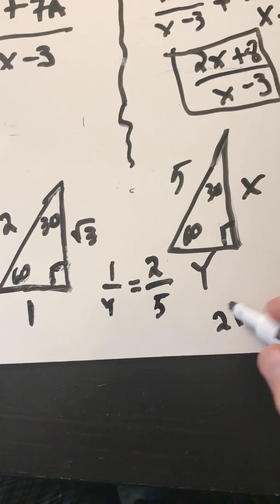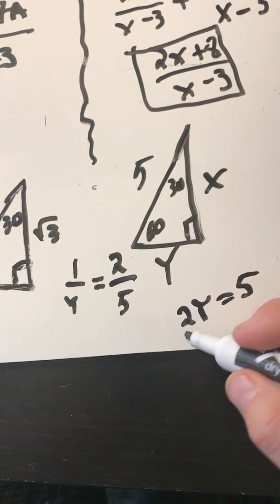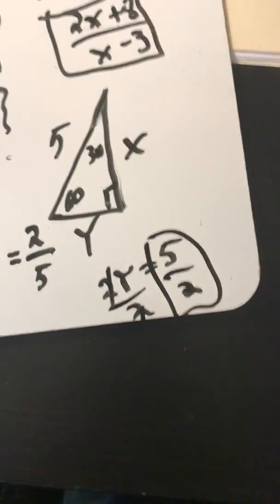2y equals 5. Solve for y by dividing by 2. There it is. y is 5/2.